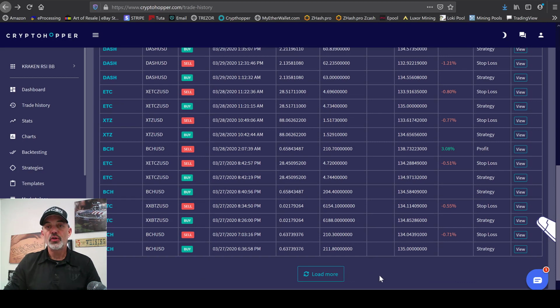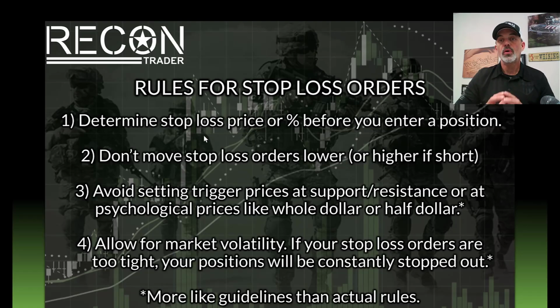So let's take a look at a few simple rules when it comes to stop loss orders. One of the most important rules is to determine your stop loss price or percentage before you actually enter a position. Now, if you're using an automated trading bot, you're going to want to determine the percentage you're willing to lose on every position you get into. If you're doing live trading, it might be price based. You might give up a quarter in hopes of gaining $1. But that is something that must be determined before you enter the trade, not once you're in the trade.